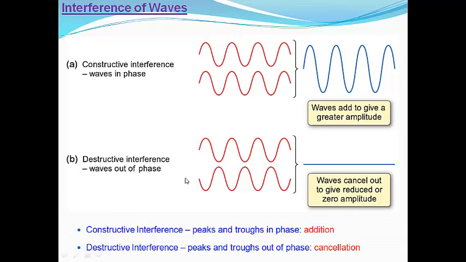And then we have another case, again with the same identical waves, but they're out of phase, meaning that a trough interacts with a peak, and a peak interacts with a trough. What happens is that there is cancellation of the wave, and we have zero amplitude as shown here. And so this is called destructive interference.